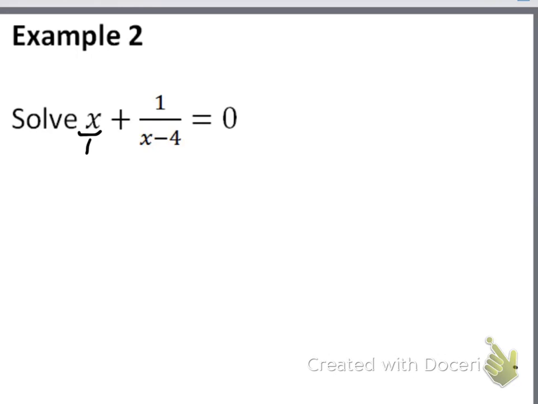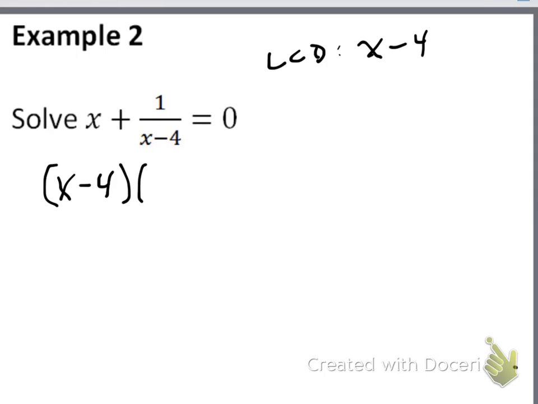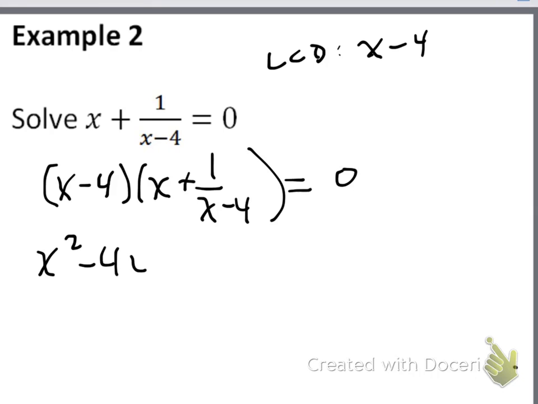Example 2. My LCD, again, that's the first thing that you want to find here, is just going to be x minus 4. So I'm multiplying both sides of the equation by that. So I'm going to have x minus 4 times x plus 1 over x minus 4, and that's going to equal 0 times x minus 4, which is just 0. So go ahead now and multiply x minus 4 times x, so I'm going to get x squared minus 4x, and then multiply x minus 4 by 1 over x minus 4, so I'm going to get a positive 1 there.